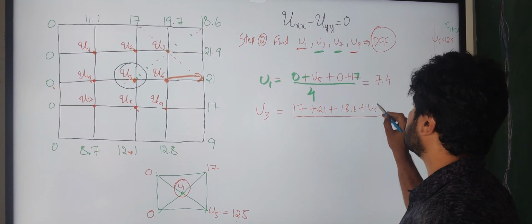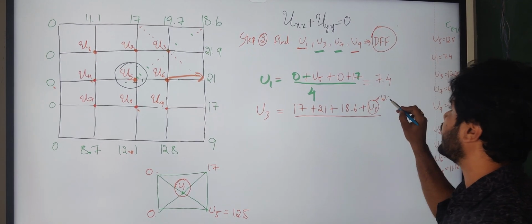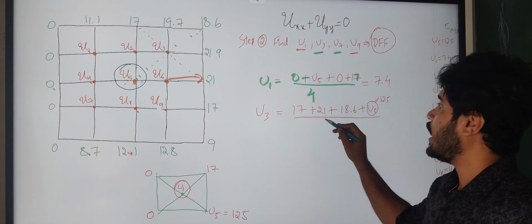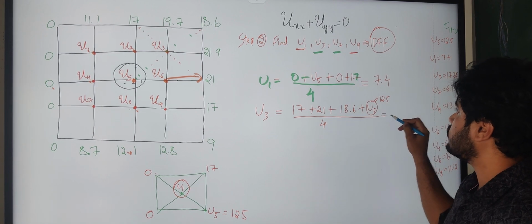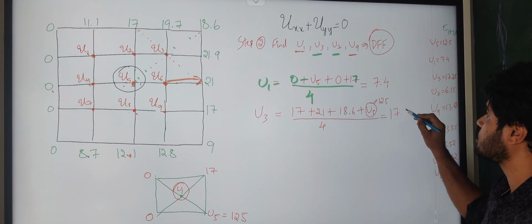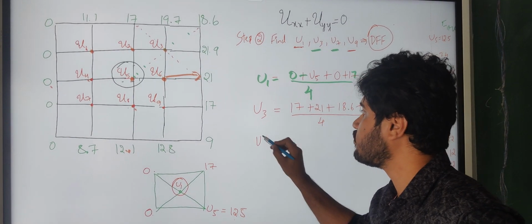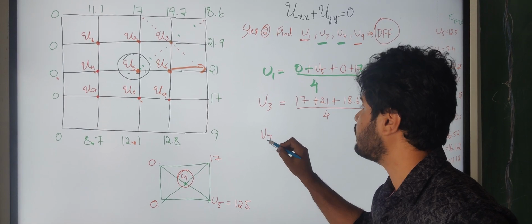So in place of u5, I have to substitute the value of u5 as 12.5. So after adding that, I have to divide that by 4. I will get the value of u3 as 17.25. Okay. So next, after finding u3, find u7.